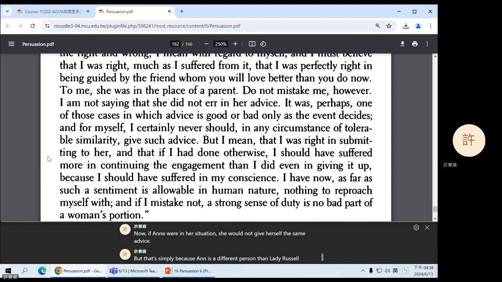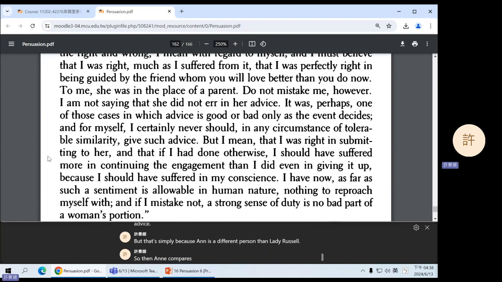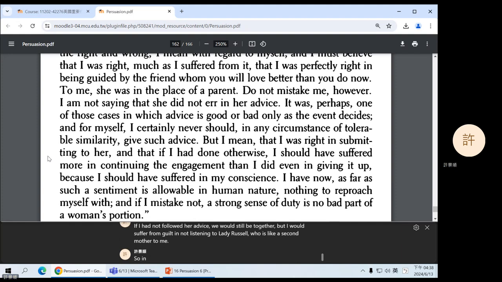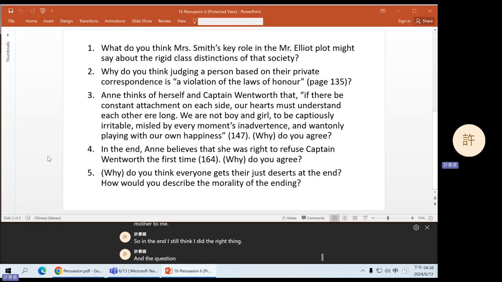So, then Anne compares the situation. I followed her advice, suffered for 8 years, but now we're back together. If I had not followed her advice, we would still be together, but I would suffer from guilt in not listening to Lady Russell, who is like a second mother to me. So in the end, I still think I did the right thing. And the question is, do you agree?